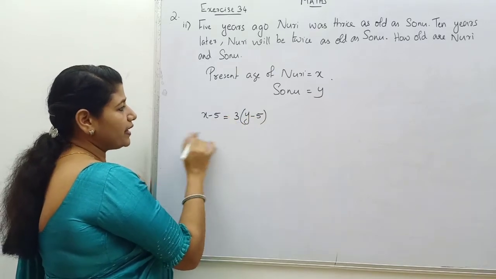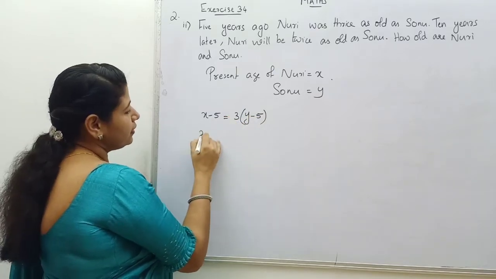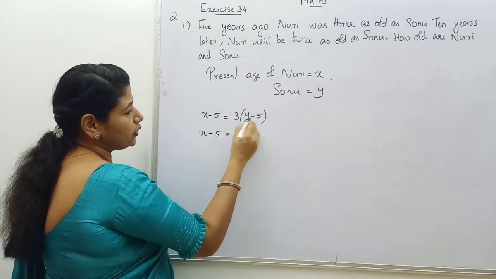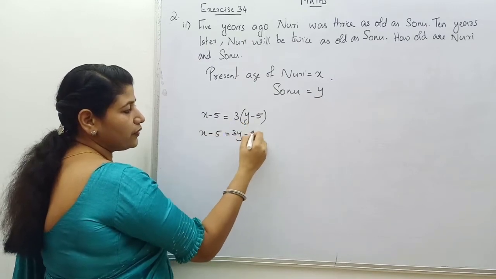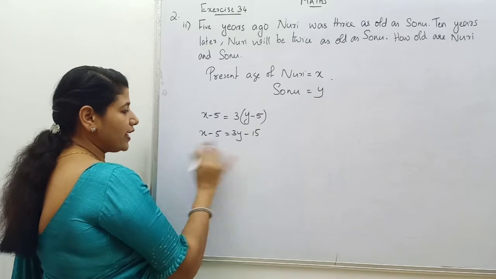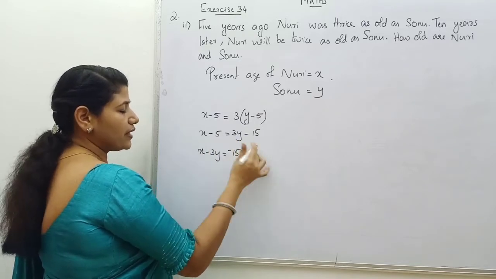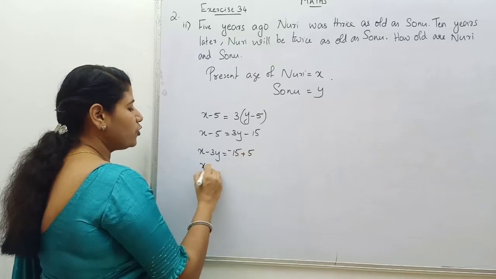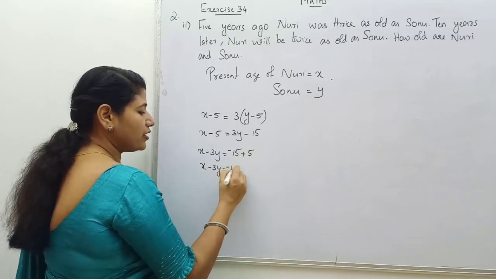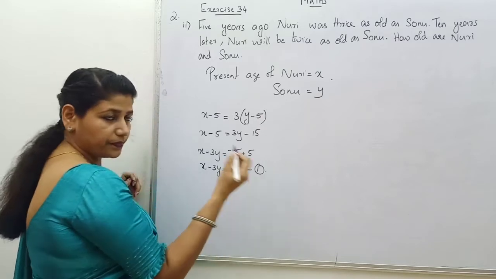Okay, so we can make it into a linear form. In the standard form, x minus 5 equal to 3 into y, which is 3y, minus 3 into 5, which is 15. So we can rearrange this: x minus 3y equal to negative 15, and this minus 5 becomes plus 5. You will get x minus 3y equal to negative 10. This is your first equation.